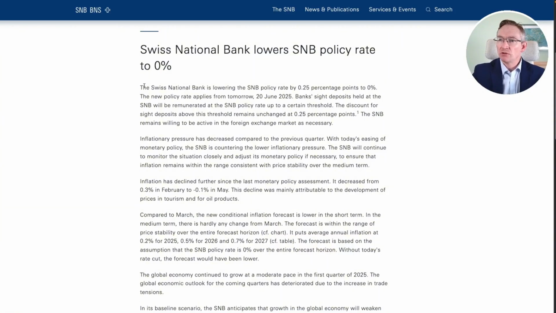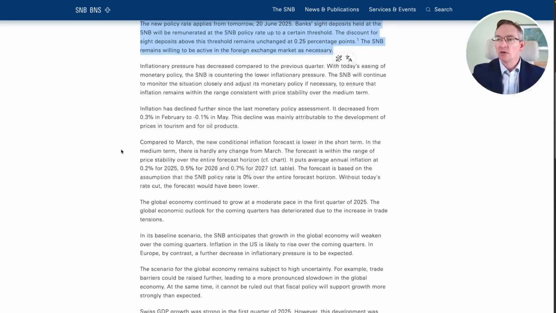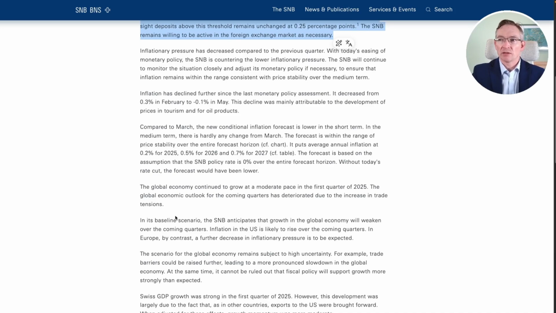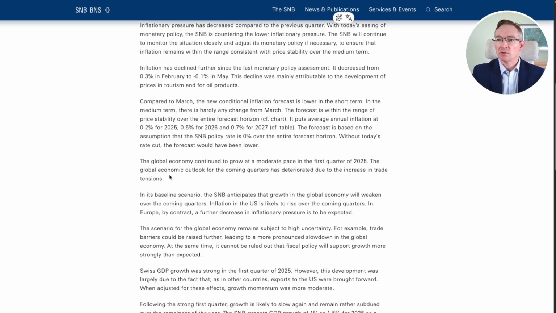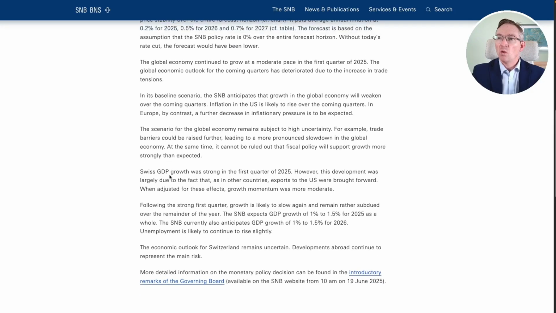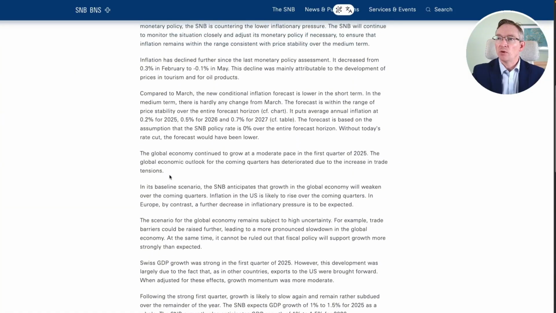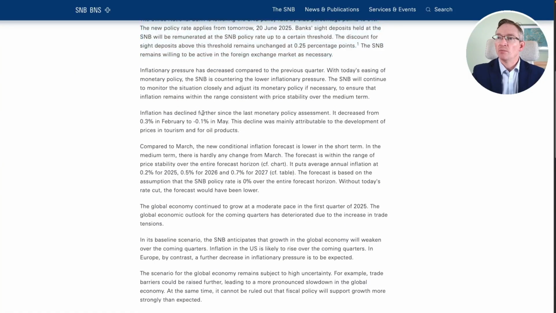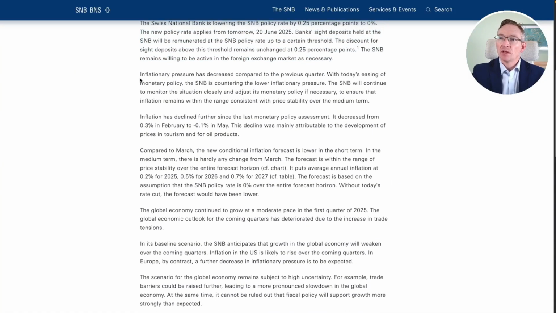So you read through this meeting, and you would have noticed the uncertainty that a lot of central banks have been noting as we've been looking at these monetary policy statements. And what we're looking for here is any hints about what the SNB is looking for. And you can see here that they've got inflationary pressure has decreased.